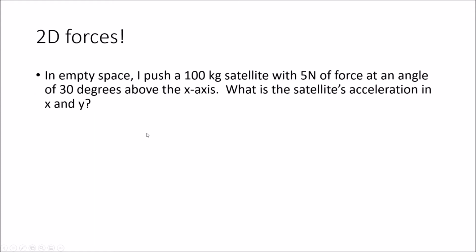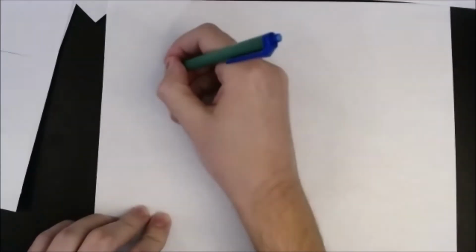So, for an example, in empty space, I push a 100 kilogram satellite with 5 newtons of force at an angle of 30 degrees above the x-axis. What is the satellite's acceleration in x and y? Here we've got a satellite.